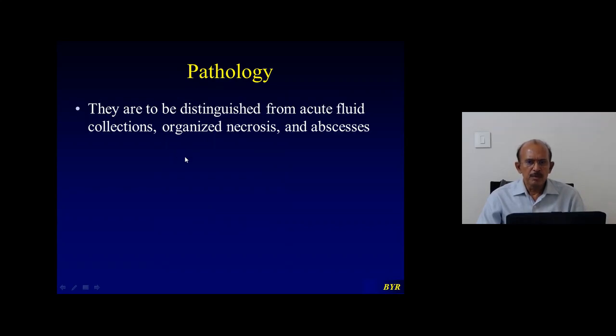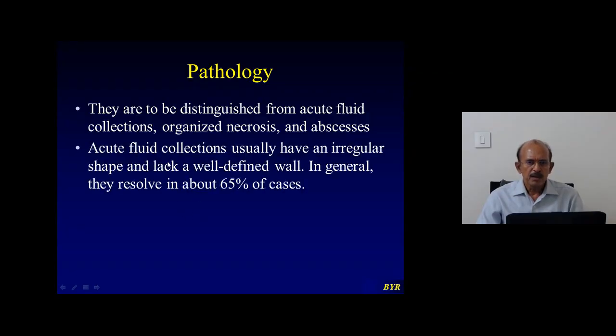These fluid collections need to be distinguished from acute fluid collections, organized necrosis, and abscess. So in acute pancreatitis, these things also happen around the pancreas. That means there can be fluid collection, there can be organized necrosis, there can be abscess. Acute fluid collections usually have an irregular shape and lack a well-defined wall. In general, they resolve in about 65% of the cases.